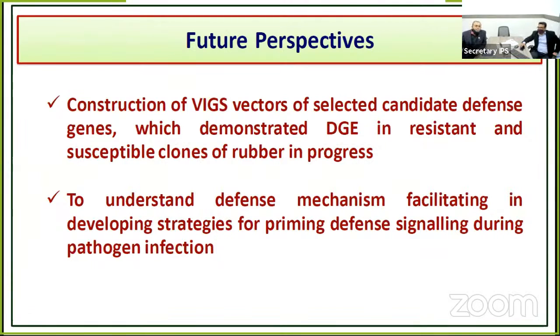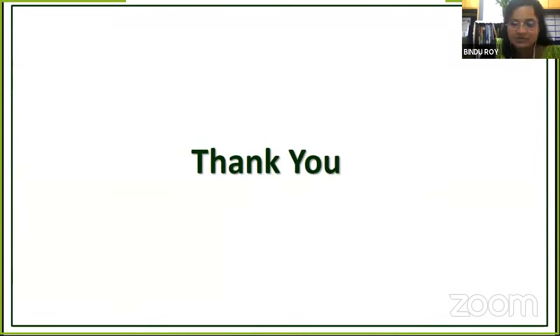Now, what are the future perspectives of the study? Construction of the VIGS vector of selected candidate defense genes, which demonstrated differential gene expression in resistant and susceptible clones of rubber, is in progress, to understand the defense mechanism, facilitating the development of strategies for priming defense signaling during pathogen infection. Thank you very much.